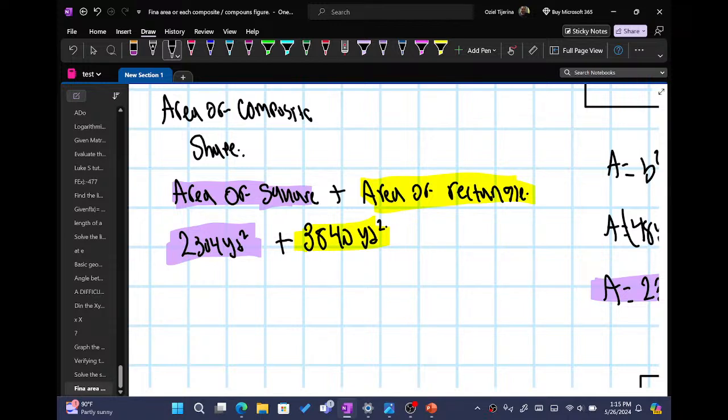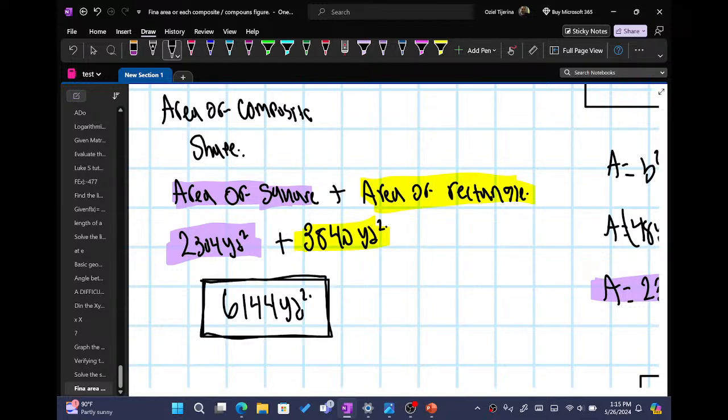So 2,304 plus 3,840. So my total area is 6,144 yards squared. And that is the total area of this one. Does that make sense? Press 1 if that makes sense.